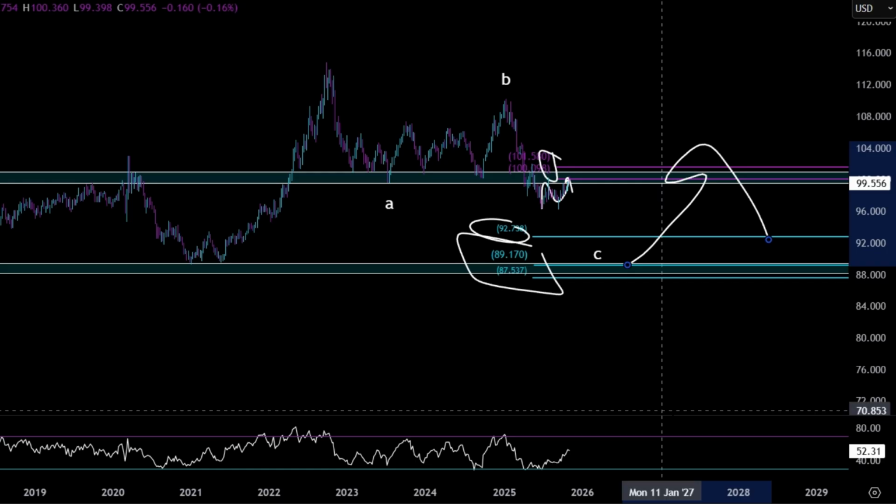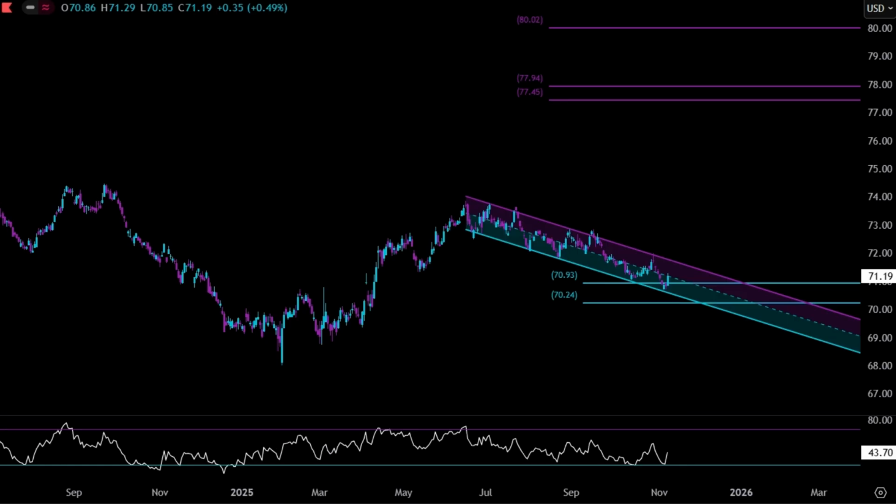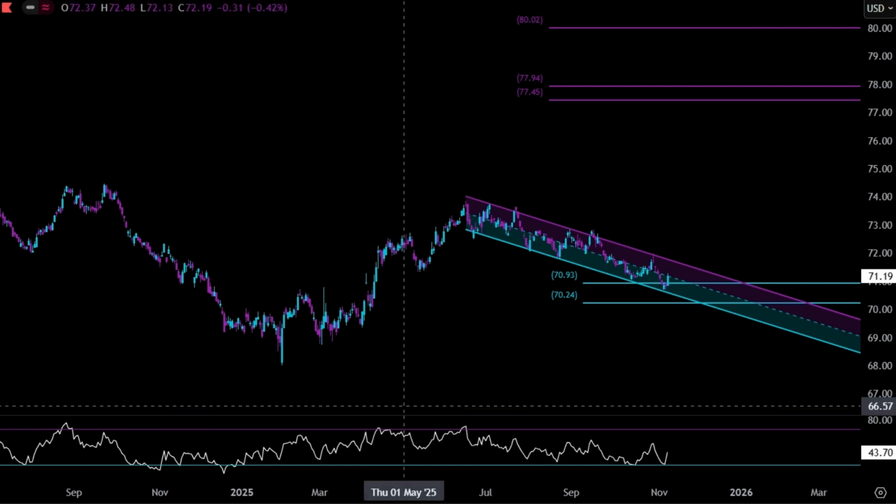So what is the Canadian dollar saying right now? So very quickly, here's the Canadian dollar, and there's a lot to like about this chart right now. So this is the CXY, the Canadian dollar index, at 71.19 right now.